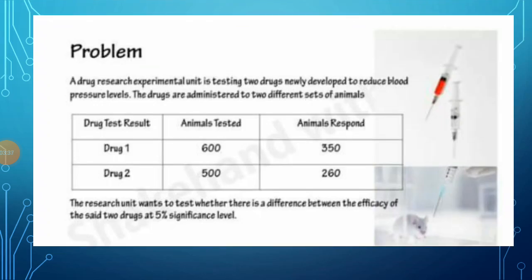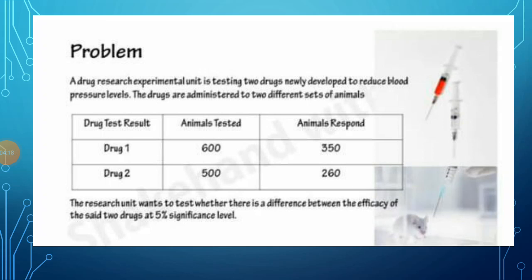Now let's see a practical problem to understand the application of hypothesis testing in case of testing the difference of proportions. Problem: a drug research experiment unit is testing two newly developed drugs to reduce blood pressure level. The drugs are administered to two different sets of animals. It means they are tested on different groups of animals. In group 1, 350 of 600 animals responded to drug 1, and in group 2, 360 of 500 animals responded to drug 2.